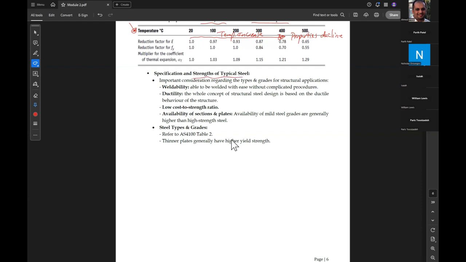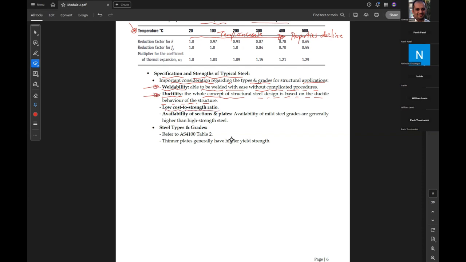These are some specifications and strengths of typical steel. Important considerations regarding the type and the grades for structural application: the steel should be weldable, able to be welded with ease without complicated procedure. Ductility. The whole concept of structural steel design is based on the ductile behavior of the structure. So again, these two properties are very important in steel.